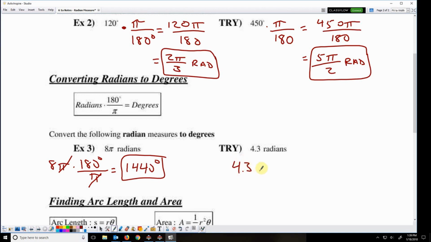So 4.3 times 180 over pi. There is not a pi to cancel this time. So the denominator is going to be pi. And 4.3 times 180 is 774. And this is in degrees.